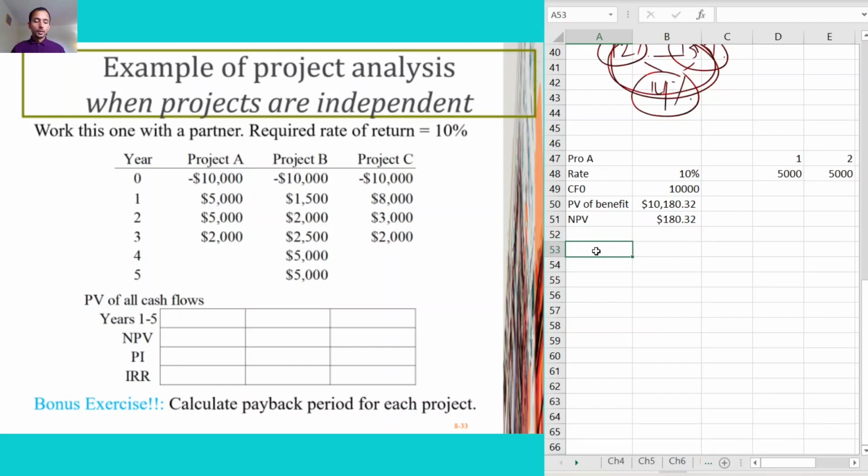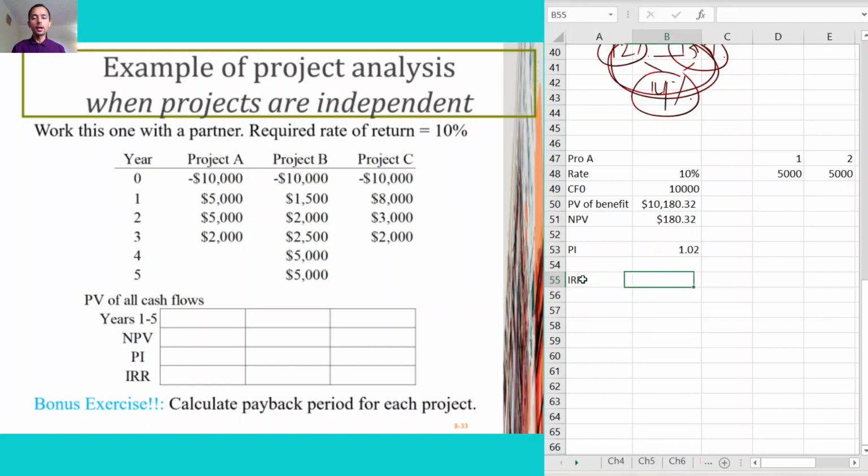Okay. Let's find PI. PI is present value of benefit, right, divided by cost. Enter, right? And I do not want this number to be in dollar sign, so I will just change that into number format because PI is not in dollar. PI is just a number without a unit.